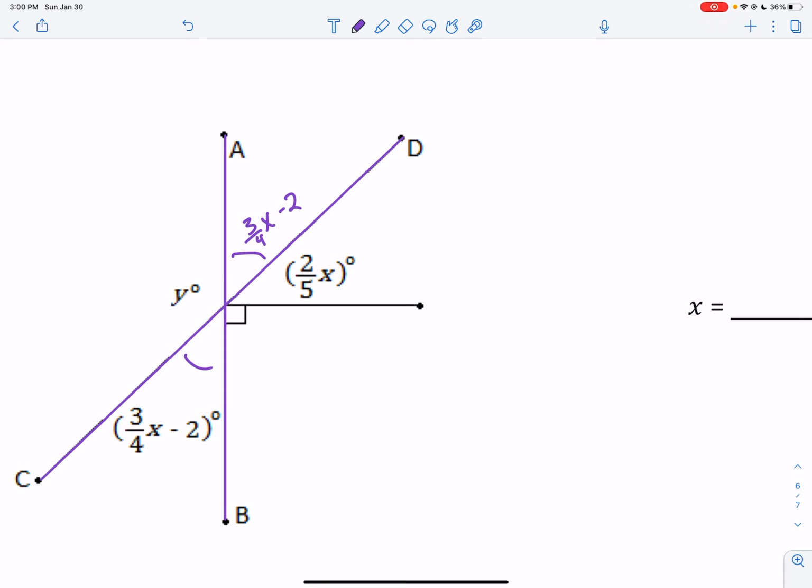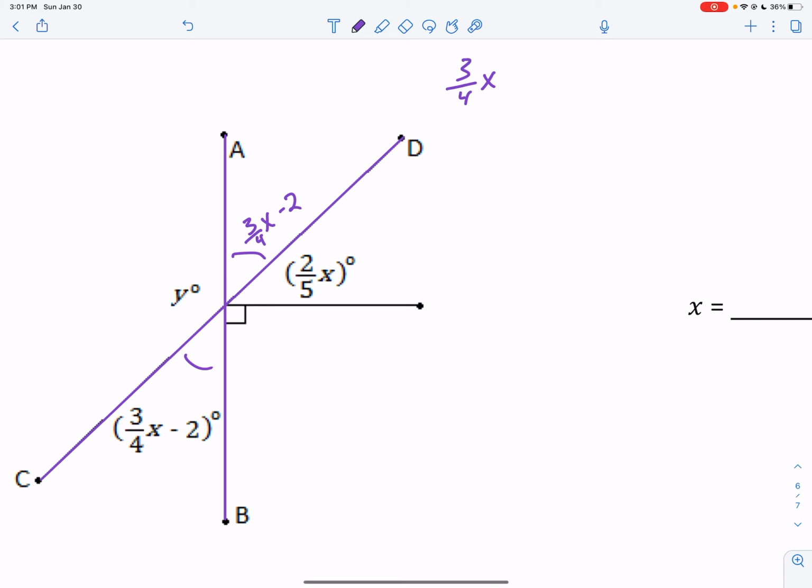So let's look at this. We could use a vertical angle with this and this, set them equal, have 2 equations, and give ourselves a little system of equations practice. But maybe we just add all of these together. The fractions are going to be the hard part.